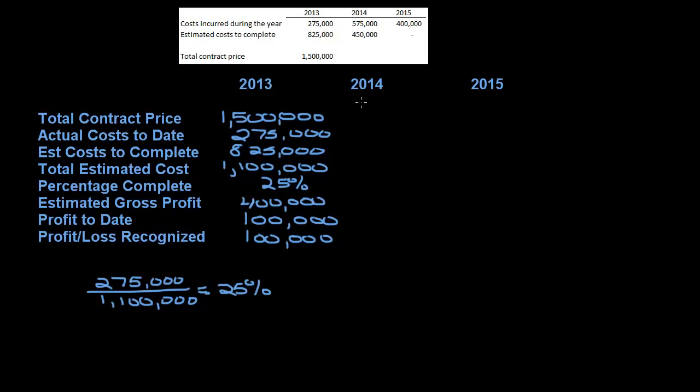So now let's look at 2014. For 2014, my contract price is still 1.5 million.